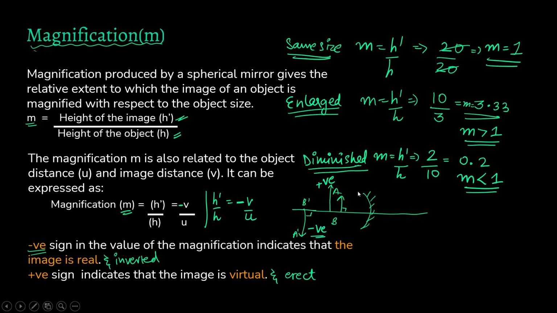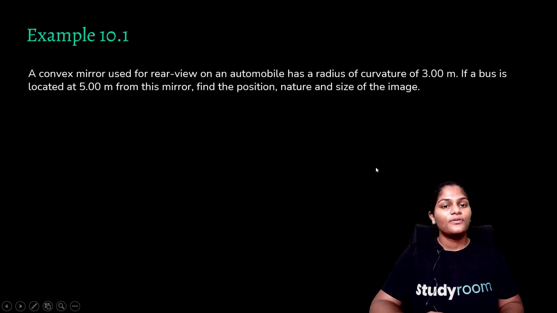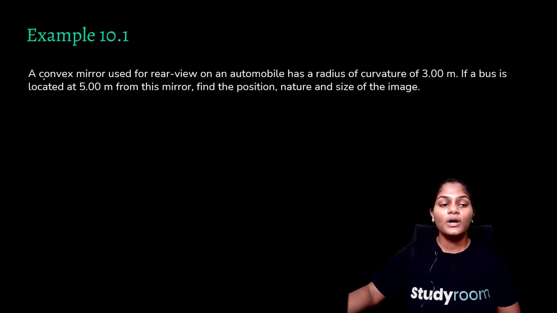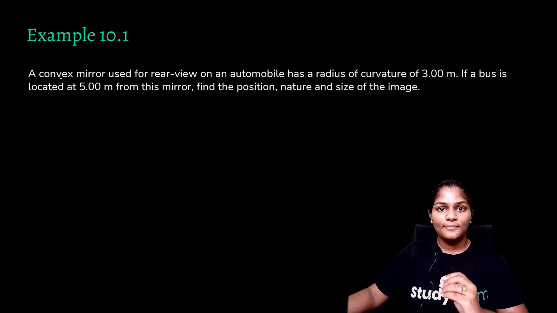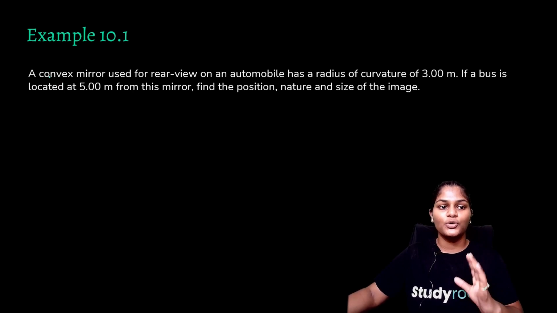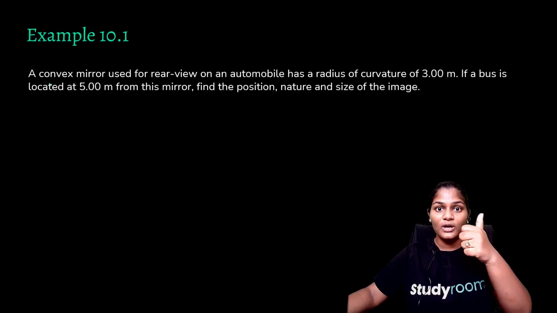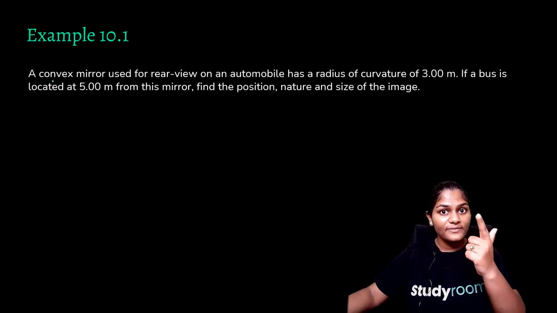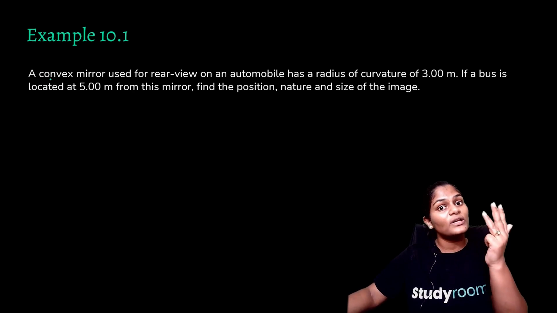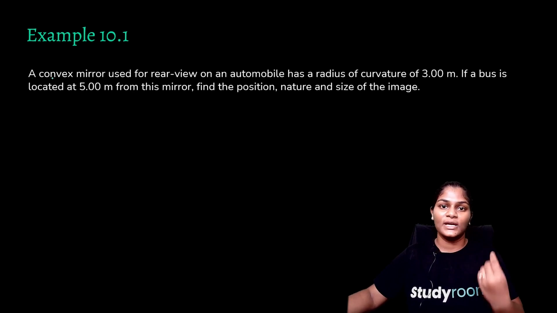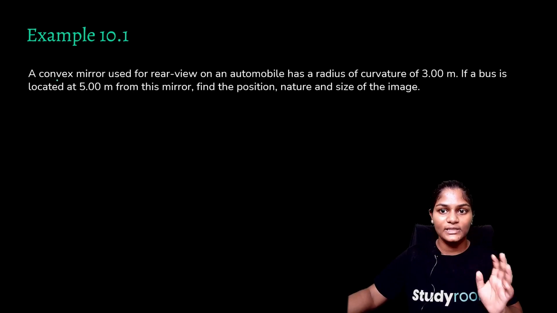Okay, let's move on. Now, we are given an example here. We are given this question. What you should try to do in your exams is mark out the things that are important in a question. What type of mirror? Is the image distance given? Is the object distance given? Is the focal length given? Is the radius of curvature given? Whatever is given and you have to use in your question, you mark it out or highlight it in some way.